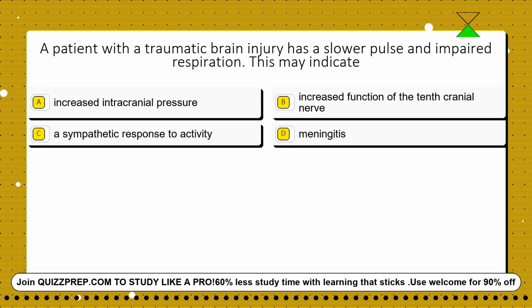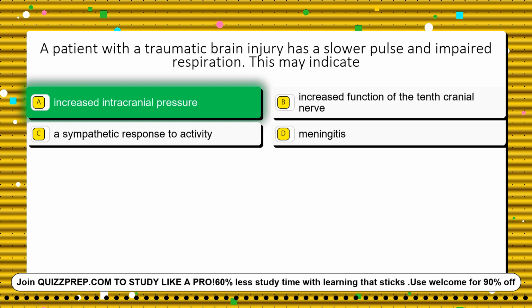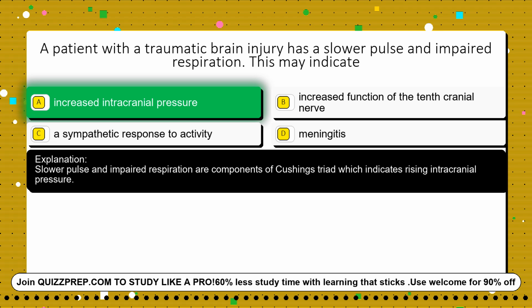Question 112. A patient with a traumatic brain injury has a slower pulse and impaired respiration. This may indicate: Option A, increased intracranial pressure. Option B, increased function of the 10th cranial nerve. Option C, a sympathetic response to activity. Option D, meningitis. The correct answer is option A, increased intracranial pressure. Slower pulse and impaired respiration are components of Cushing's triad, which indicates rising intracranial pressure.